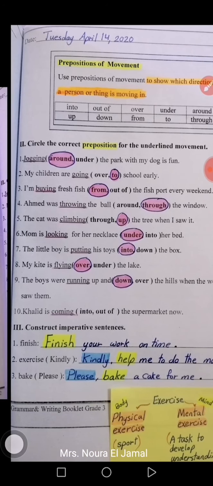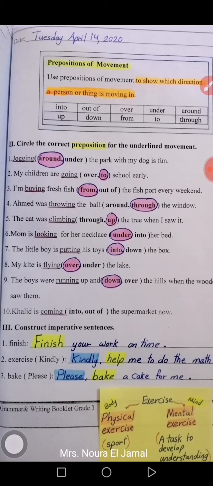Number 10, Khalid is coming into the supermarket now or coming out of. Both of them are correct. Khalid can come out and can come into. So Khalid is coming into the supermarket now or coming out of.